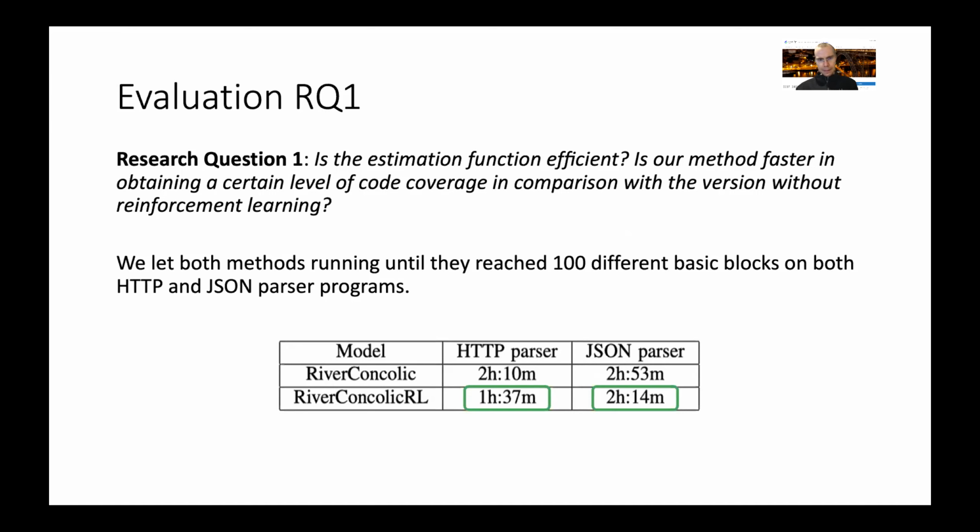And yeah, as you can see, we are a little bit better than the previous method, which means that we can find faster those first 100 different blocks in the applications using the reinforcement learning trained agent.